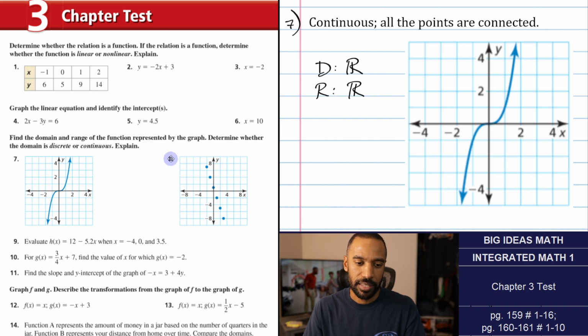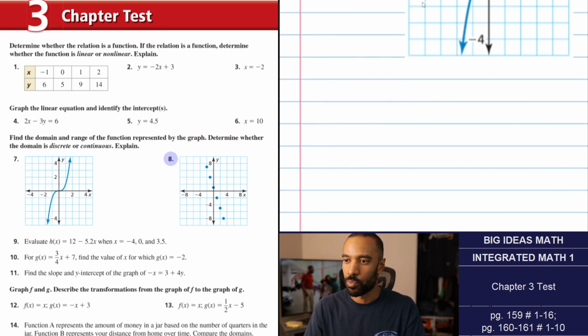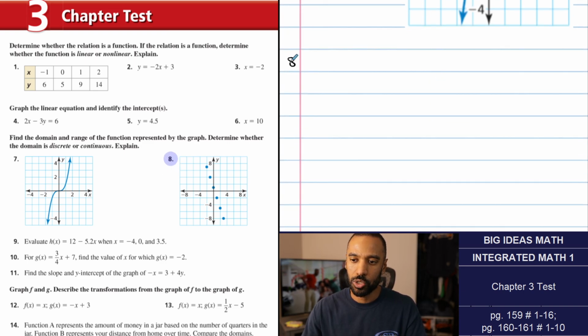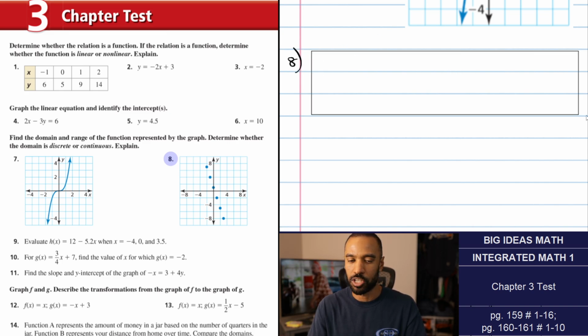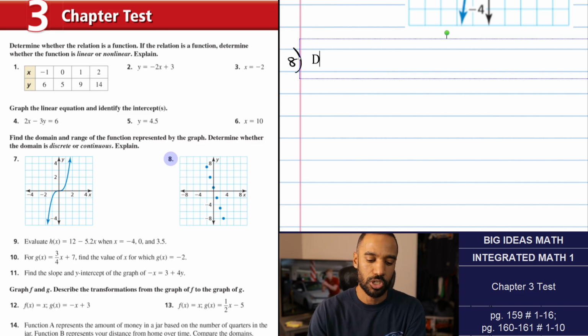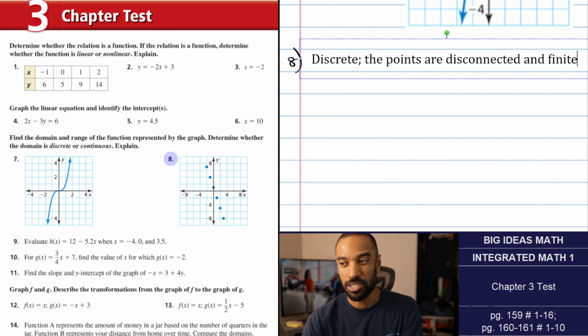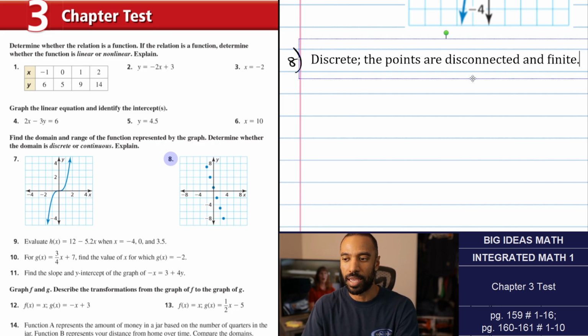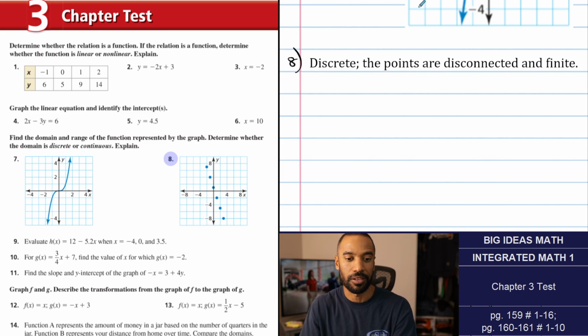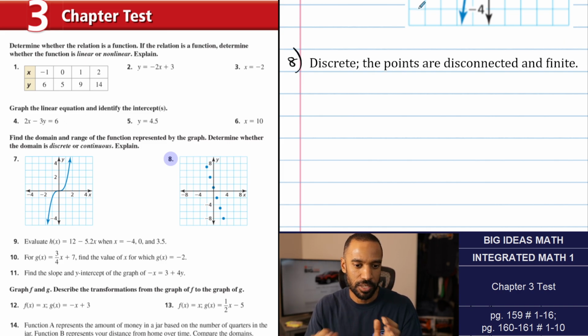Now, number 8 is a discrete relation here. Number 8 is a discrete relation because your points are disconnected. There's a finite amount. They are very specific points. So number 8, discrete. The points are disconnected. And I guess I'll say finite in the way that when we write this out for domain and range, we get to write a list of numbers. It's specifically this x value and this x value and this, etc.